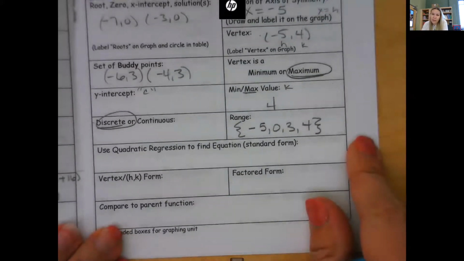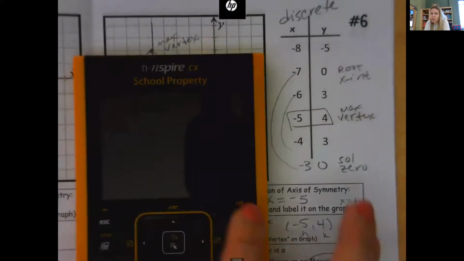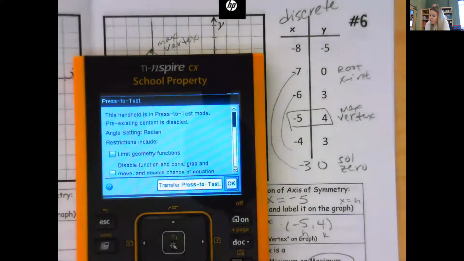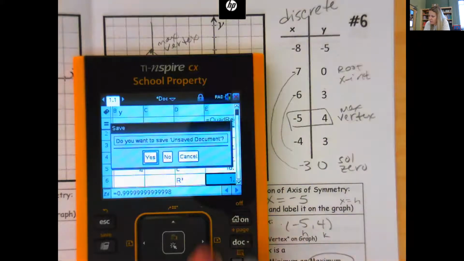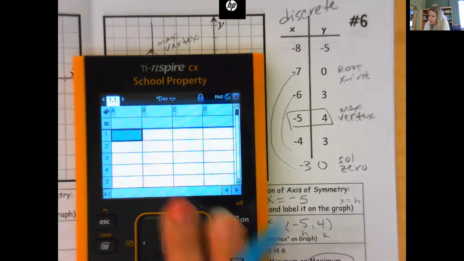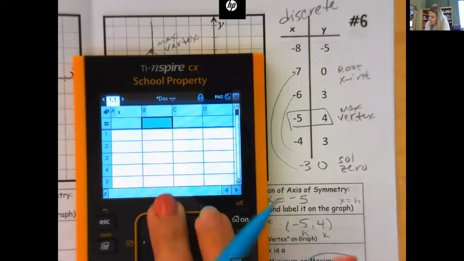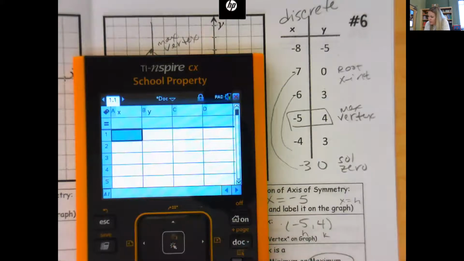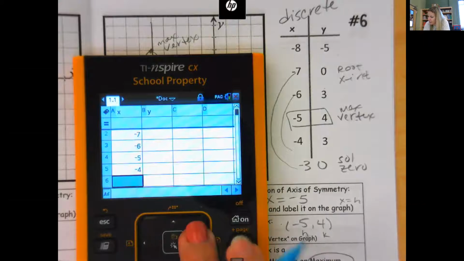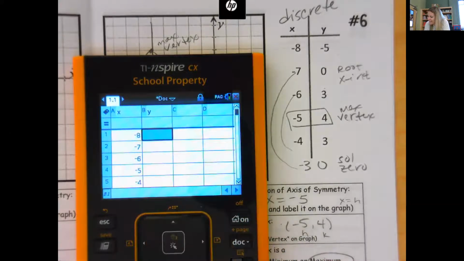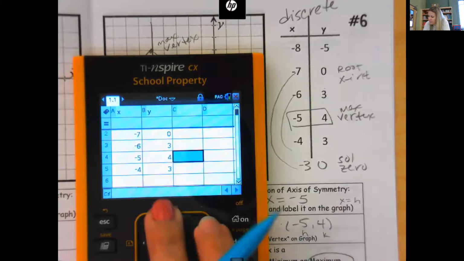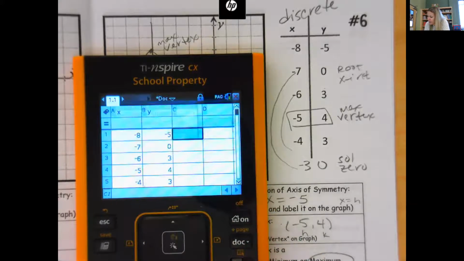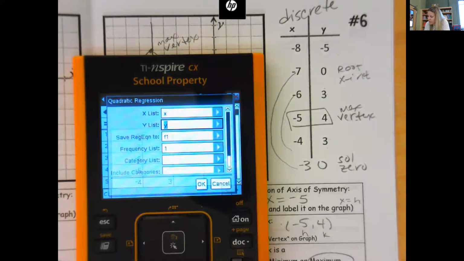Quadratic regression, again, we're going to use our calculators. I'm going to come back up. Again, start a new document every time so that you do not get other information confused. So, x and y: -8, -7, -6, -5, -4. You could put the -3 in there if you wanted. Doesn't really matter. It's not going to change anything. Menu 4, 1, 6, X, Y, enter, enter.